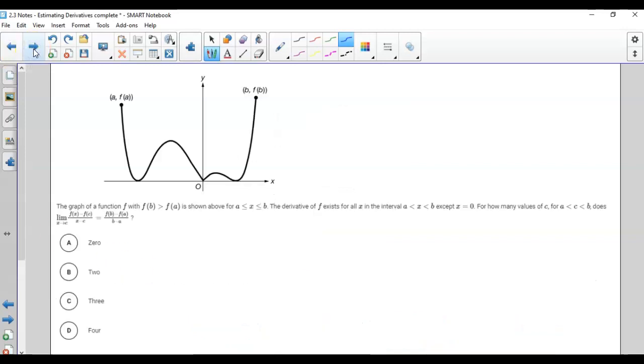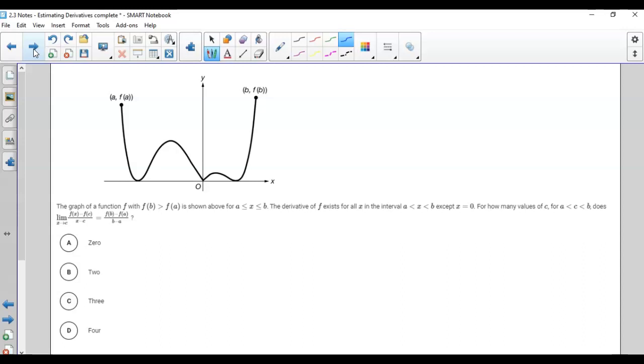I also wanted to look at this problem right here. It says the graph of a function f with f of b greater than f of a is shown for the interval from a to b. The derivative of f exists for all x in the interval from a to b except at x equals 0. How many values of c, for a less than c less than b, does the limit as x approaches c of f of x minus f of c over x minus c equal f of b minus f of a over b minus a?